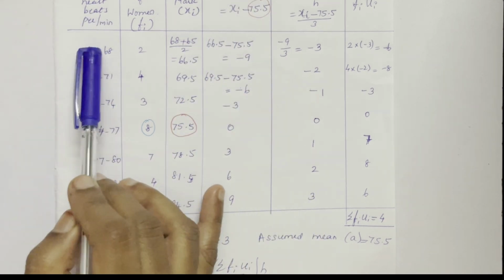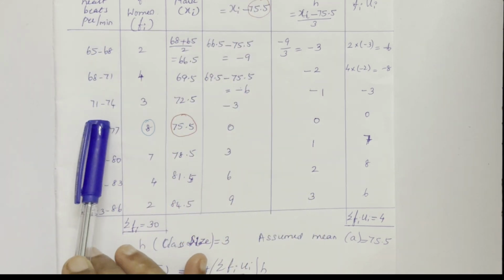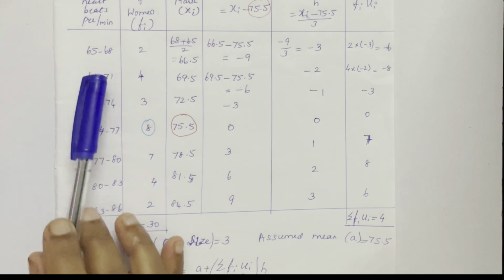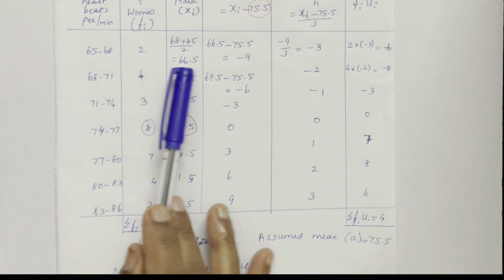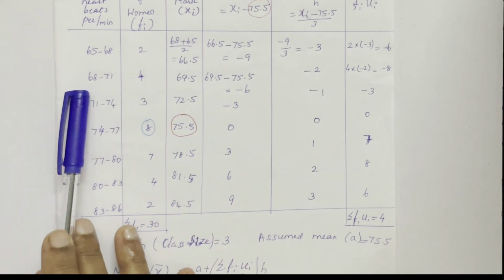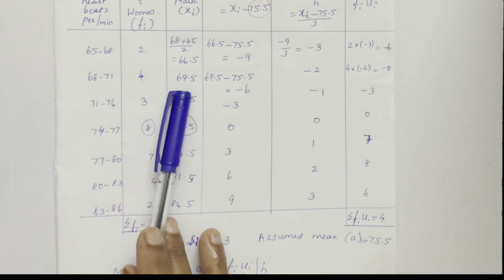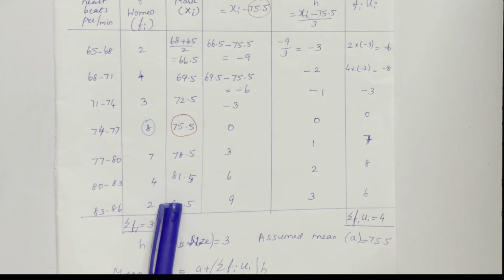Okay, here the number of heartbeats are in intervals, so we have to find the class mark. Class mark is upper limit plus lower limit by 2. That is 68 plus 65 by 2. So we found here 71 plus 68 by 2. In that way we found Xi.